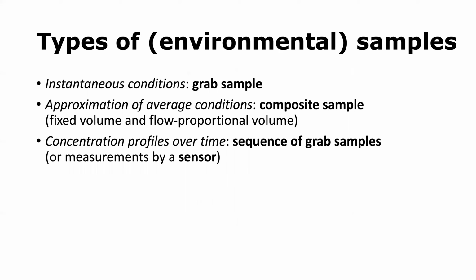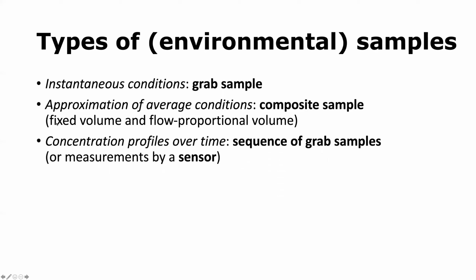So we have different types of environmental samples. The first type is a grab sample, which is measuring the instantaneous conditions at that moment in time that you collect the sample. It doesn't guarantee that that's the representation of how the concentrations are throughout the day. However, a grab sample is the easiest type of sample to collect because it's just a single moment. The composite sample is going to give a better approximation of average conditions over the course of time.